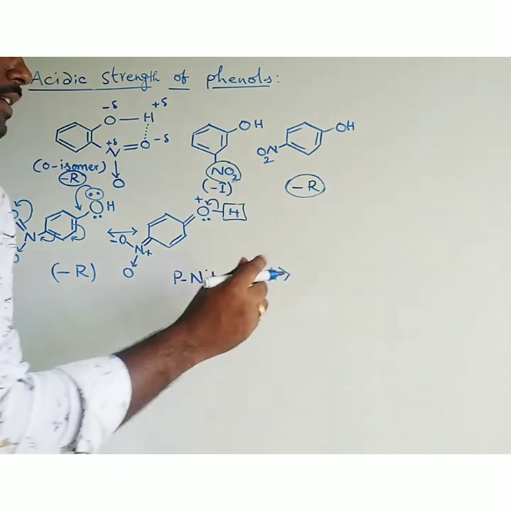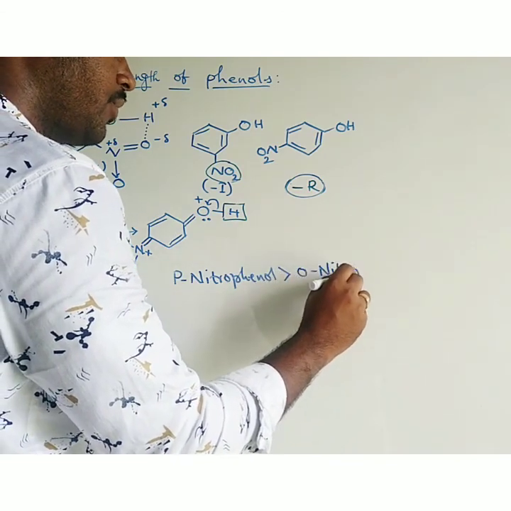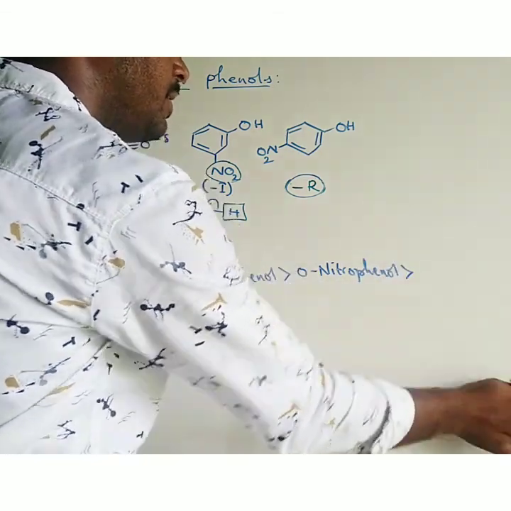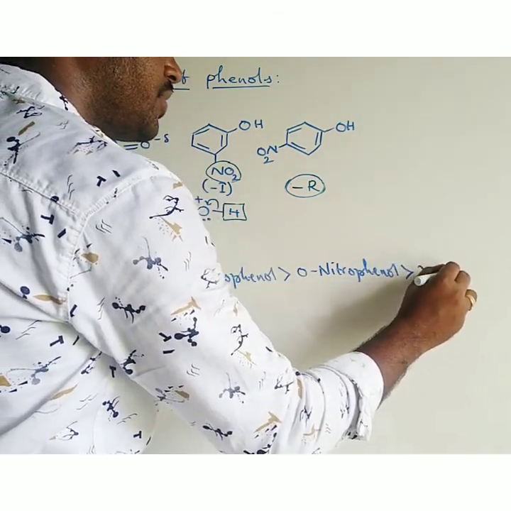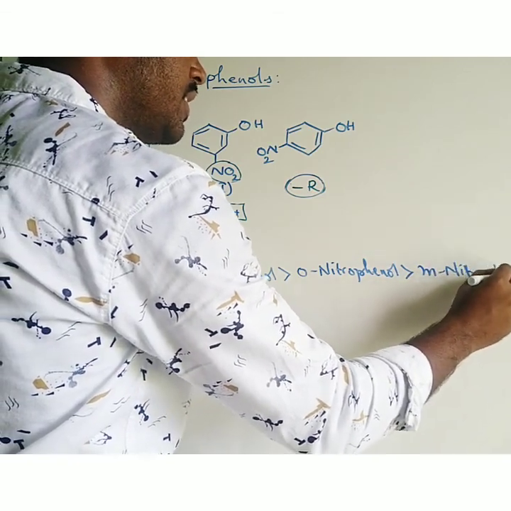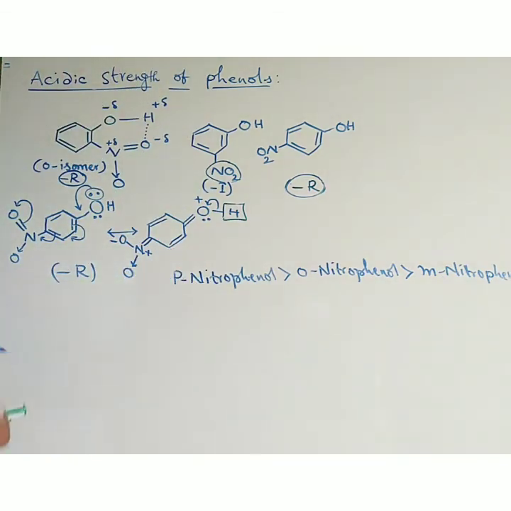And then next will be ortho nitrophenol, and least acidic strength will be for meta nitrophenol, in which the nitro group is causing just minus I effect. So that's the correct order of acidic strength of nitrophenols: para, ortho and meta nitrophenols.